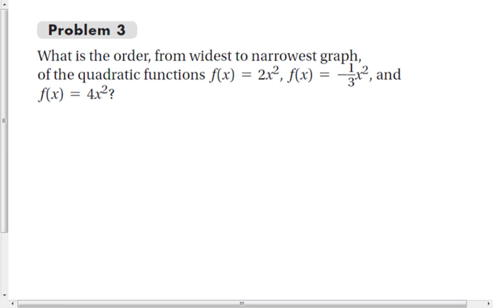All right, in this problem, what is the order from the widest to narrowest graph of the quadratic functions? And what I'd like you to think about is what are the outputs going to be? So if the outputs are really high numbers, then that means it's steeper. If the outputs are lower numbers, that means the graph will be flatter. So how do these outputs of each of these compare?